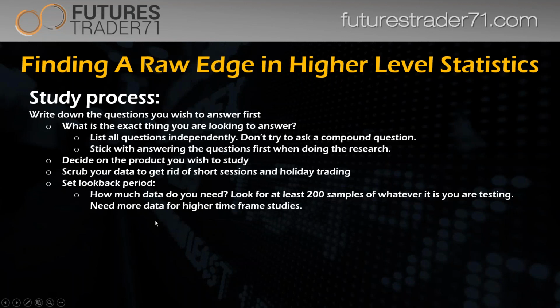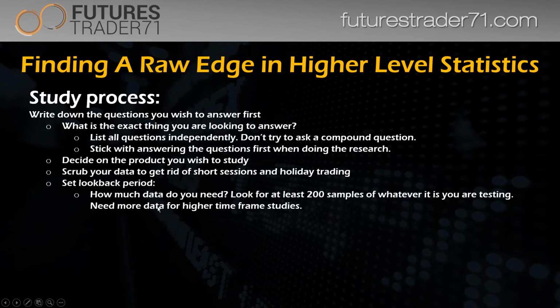How much data do you need? In most cases, you need at least 200 samples. The number is more like 141 statistically, but look to pull in enough data to have at least 200 samples, and that's the bare bottom, at least 200 samples of whatever it is you're testing. So if you're looking at a statistic and it has less than 200 samples, it's not a high confidence number. And so it's not something that I would want to build an entire trading plan around.